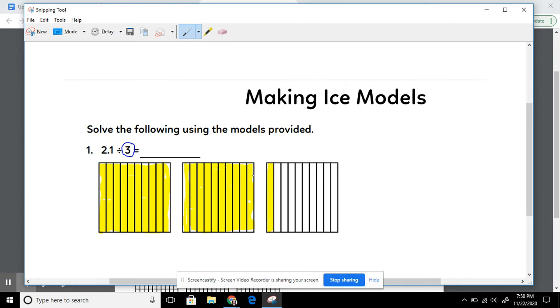So I have 21 pieces divided by 3. So 21 divided by 3 is 7. So I'm going to make 3 groups of 7. So 1, 2, 3, 4, 5, 6, 7.